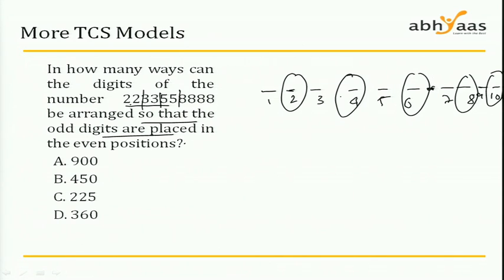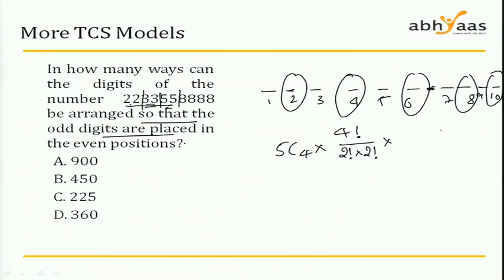There are 5 places, but how many odd digits are there for me? There are only 4 odd digits. So I need to select any 4 places out of these 5. So the number of ways I could choose that is 5C4 into, right? How many ways can you arrange these odd digits in these places? 4 factorial by, since there are 2 3s and 2 5s, right? The number of ways you could do is 4 factorial by 2 factorial into 2 factorial.